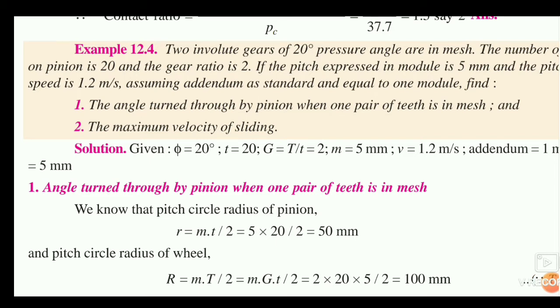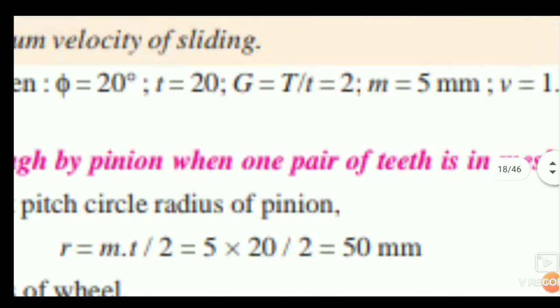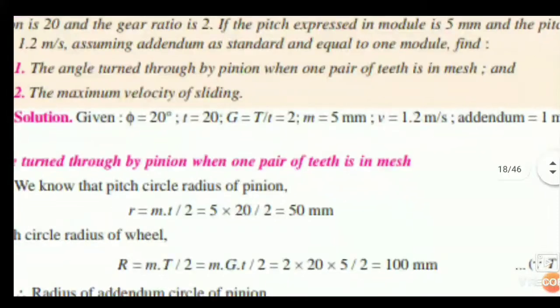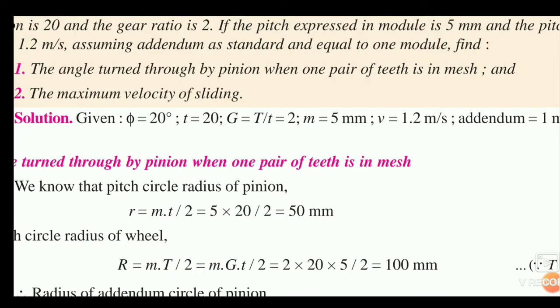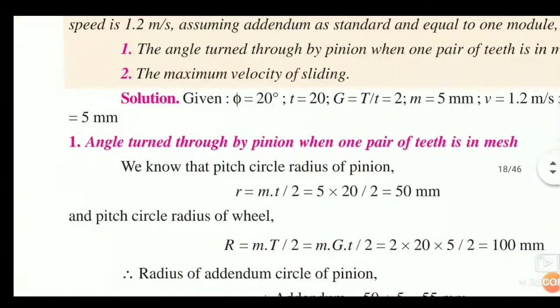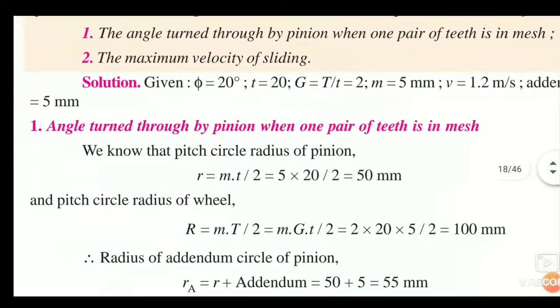So first of all, we'll write down the given data. Pressure angle is given as 20 degrees. Small t, that is the number of teeth on the pinion, is 20. Then gear ratio is given. So this is another twisting part. Gear ratio is nothing but capital T by small t. So gear ratio G is 2, small t is 20, and you can find the capital T. Module m is given as 5 mm, velocity is given as 1.2 meter per second. Then addendum is one module, and one module is equal to 5 mm. So that is also given.